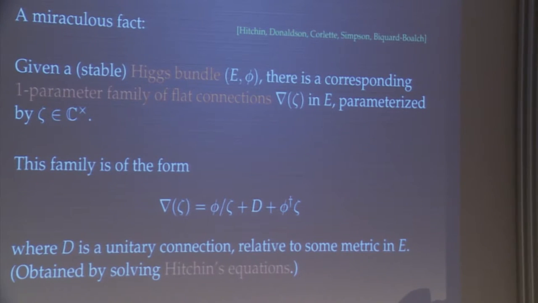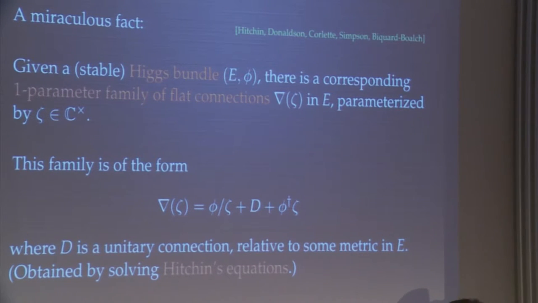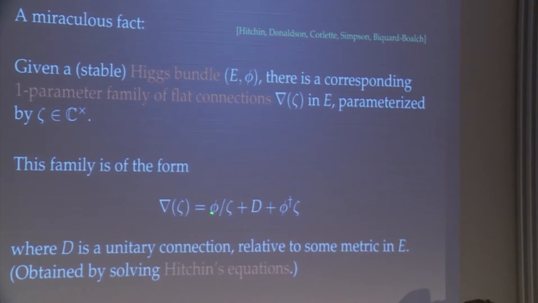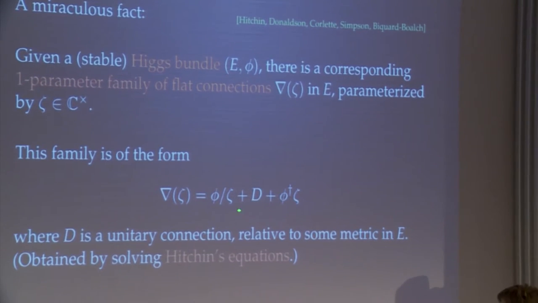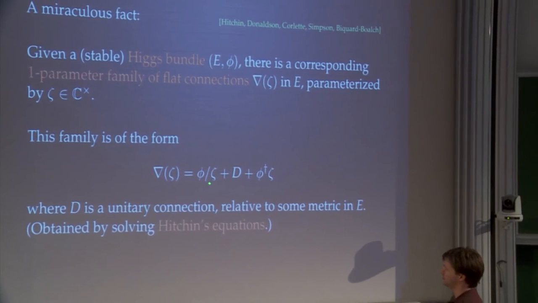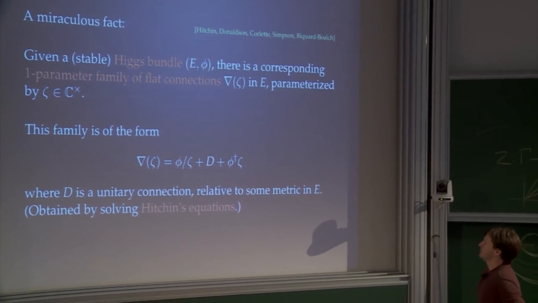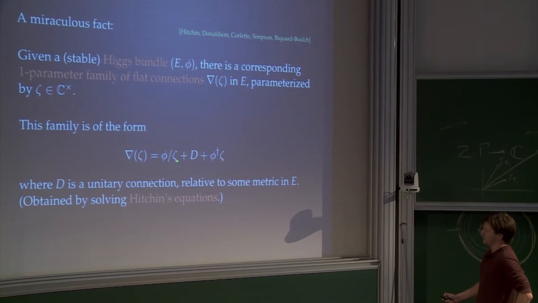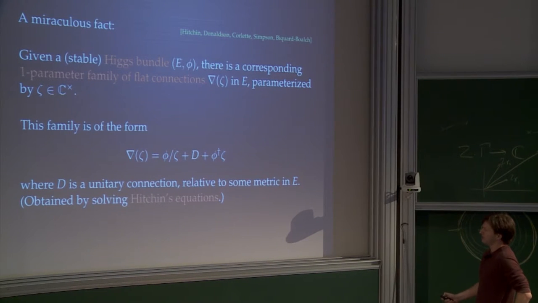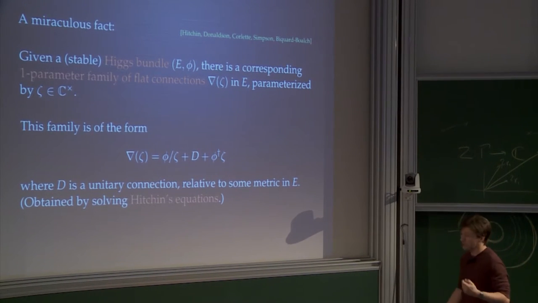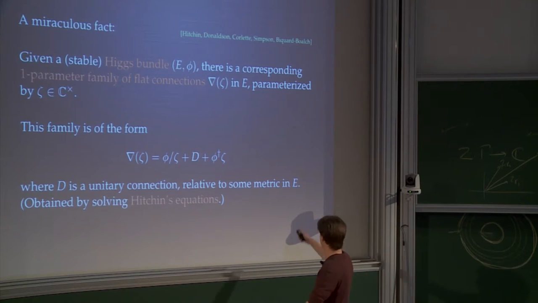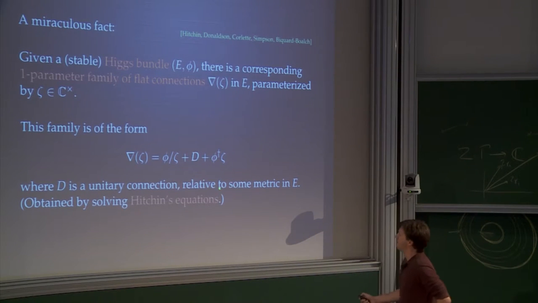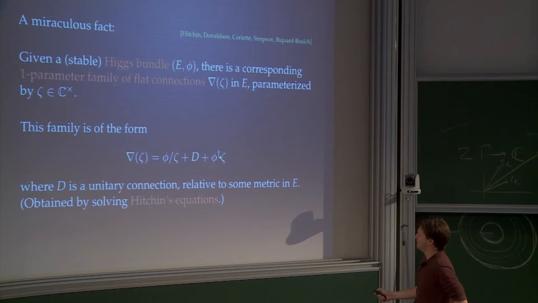This is going to be a C-star family. And what that family looks like is of this simple three-term form. Here we have the original Higgs field. Here we have some connection which is actually unitary relative to a metric in the bundle. And then here we have the adjoint of the Higgs field.